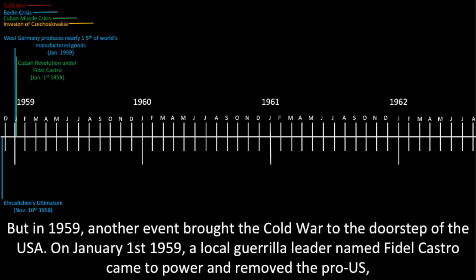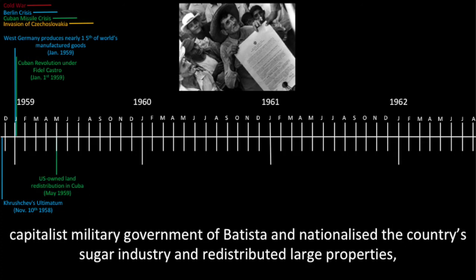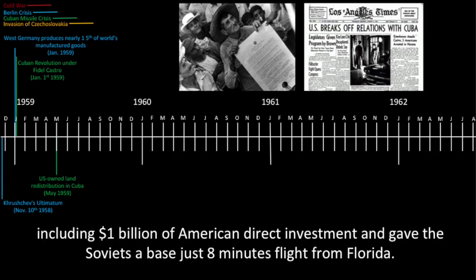On January 1, 1959, a local guerrilla leader named Fidel Castro came to power and removed the pro-US capitalist military government of Batista and nationalized the country's sugar industry and redistributed large properties, including $1 billion of American direct investment, and gave the Soviets a base just 8 minutes' flight from Florida.